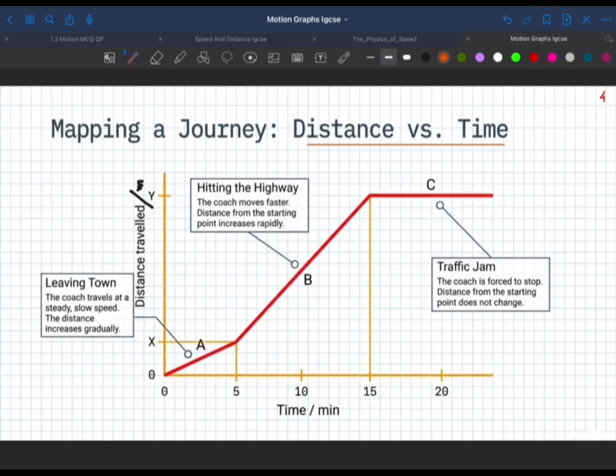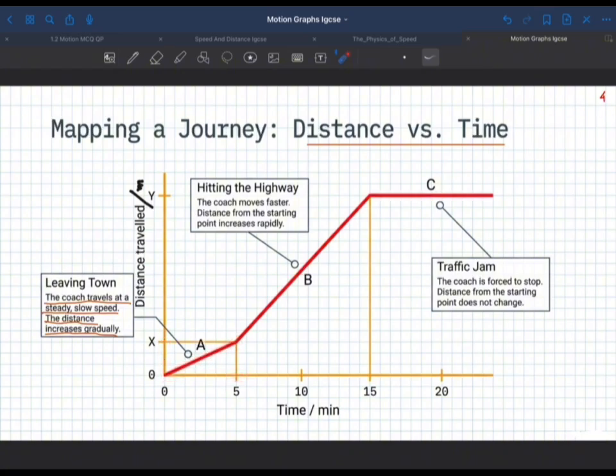So here you have a situation. The coach travels at a steady, slow speed. The distance increases gradually. So what is happening in this case? The distance is increasing gradually and obviously the time is passing. So this line shows the velocity or speed, and obviously the slow speed.